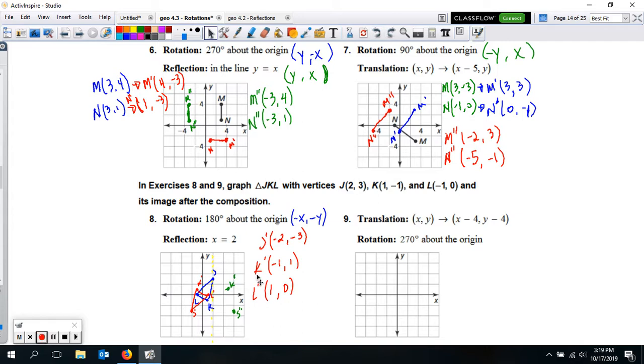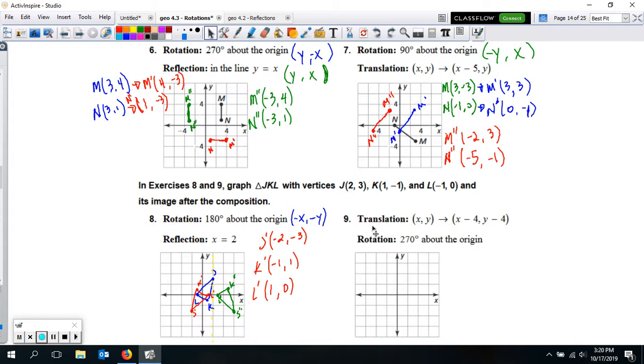And then for the L double prime, 0 is going to stay the same. So right now it's still going to stay on the x-axis. 1, 0 is here, and it's just 1 away. So 1 on this side to the right is going to be just right here. That's where your L double prime is. Connect your dots, and you've got your triangle. That's what you needed to do.